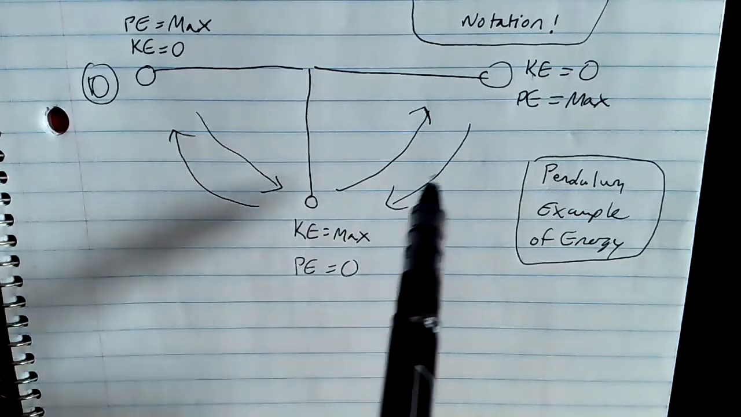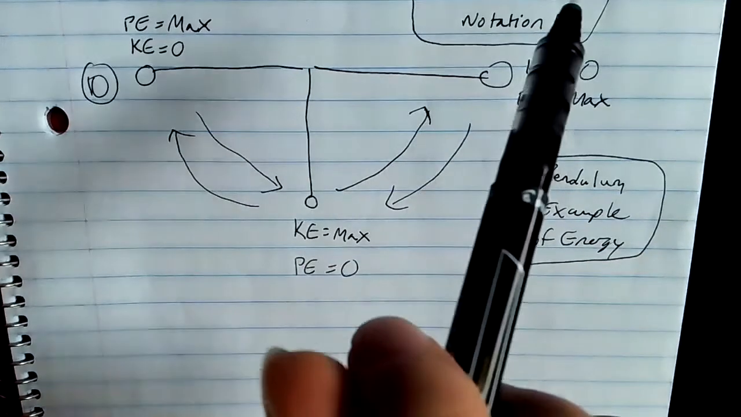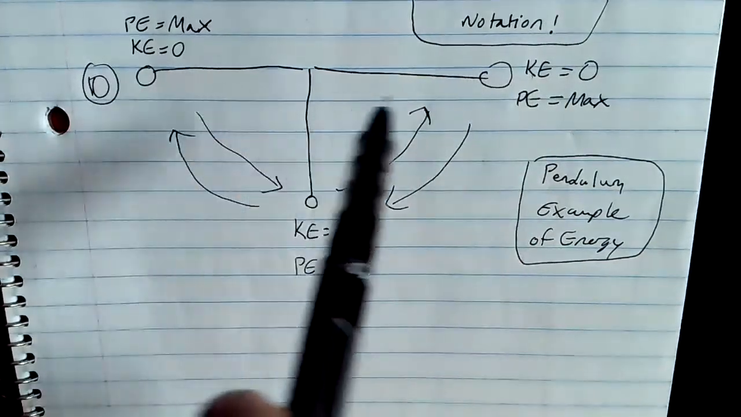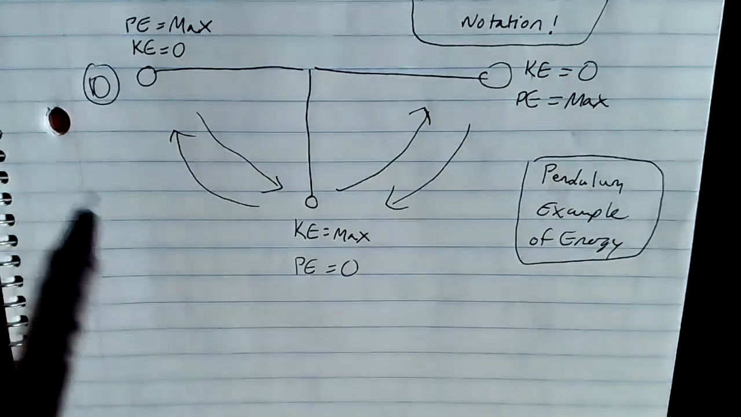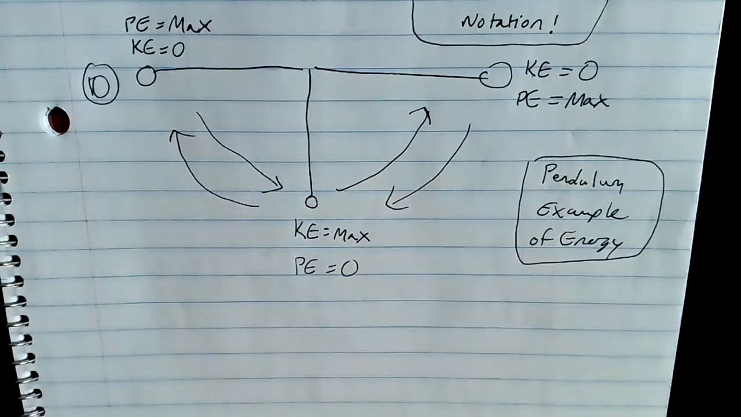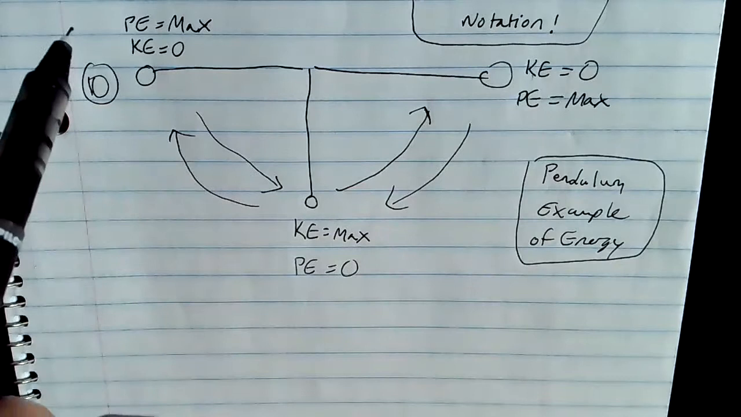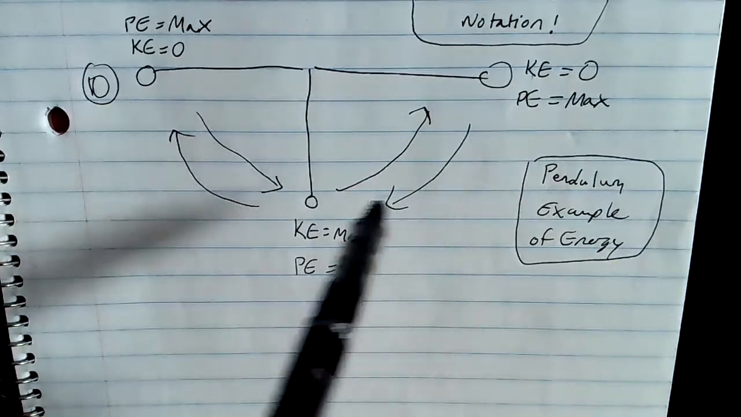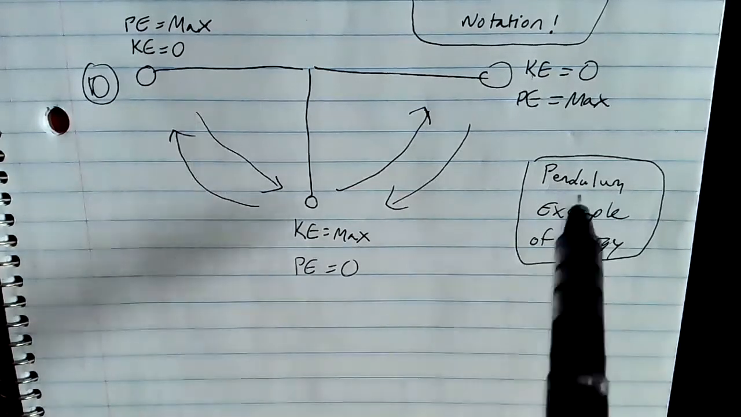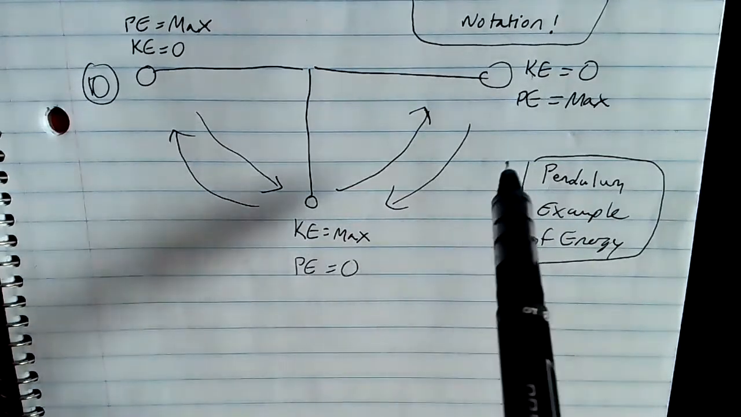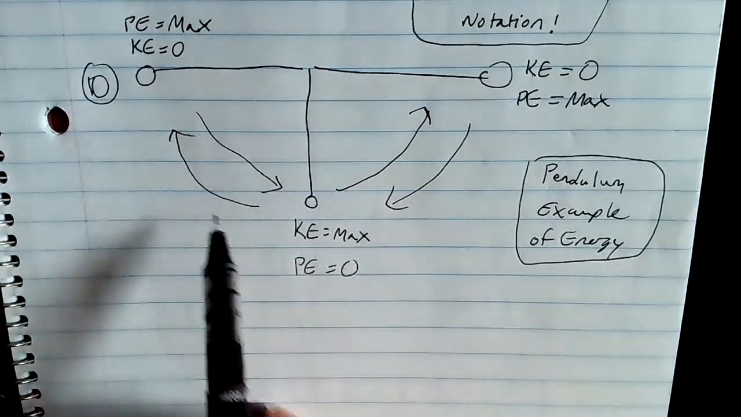Potential energy is highest at the points up here as it's swinging back and forth, where the pendulum stops and then changes direction. Kinetic energy is 0. Potential energy is the maximum. And then at this point here, as it swings down, that point is the fastest. So that's where the kinetic energy is the most, and the potential energy is the least.